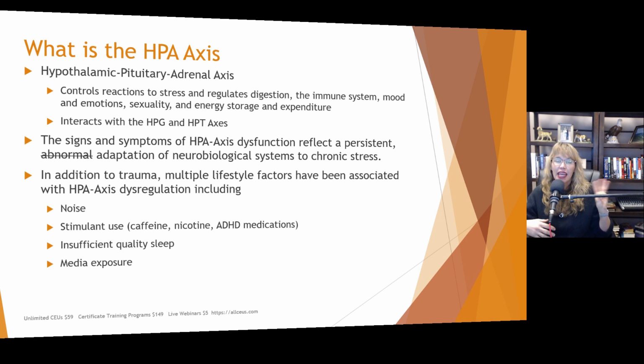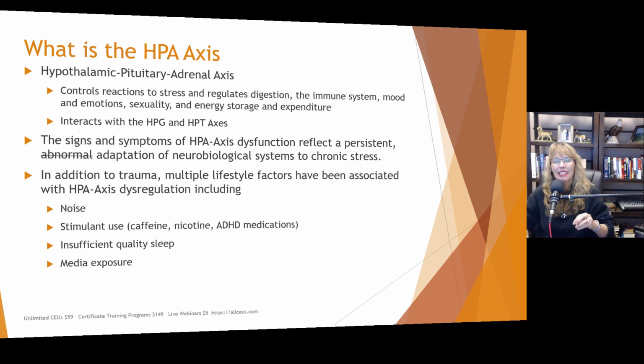We have three main HP axes. Your hypothalamic-pituitary-adrenal axis, which is mainly what we're going to talk about today, is the one that is responsible for our fight or flight behaviors. However, the HPA axis is connected to the hypothalamic-pituitary-thyroid axis and the hypothalamic-pituitary-gonadal axis. So your thyroid, adrenal, and gonadal hormones are all regulated in large part by the hypothalamus and the pituitary gland.